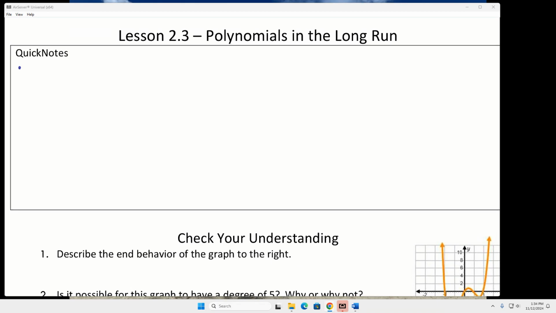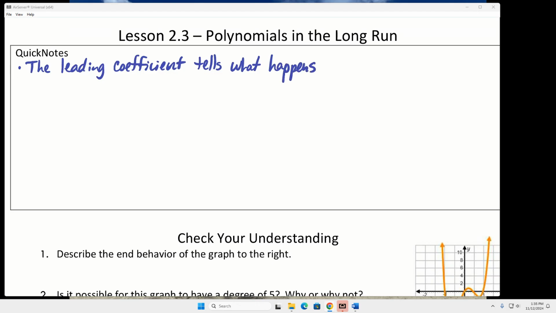So like I said, there is only one term that matters when you're doing what we're doing today, figuring out what happens at the ends of the graph. And it is the one with the largest exponent. So it contains the leading coefficient. And what I like to tell my students, and I've been telling them this for a long time, and your Algebra 2 teacher probably told you the same thing or something really similar, is that the leading coefficient tells what happens on the right.